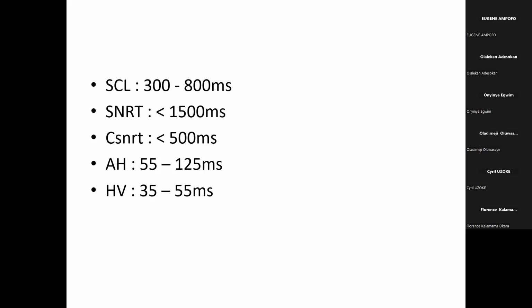It's trying to tell you the SA node function. You expect that between one cardiac cycle and the next cardiac cycle, you want to have it within 300 to 800 milliseconds. Sinus node recovery time tells us the ability of the SA node to recover from increased automaticity.